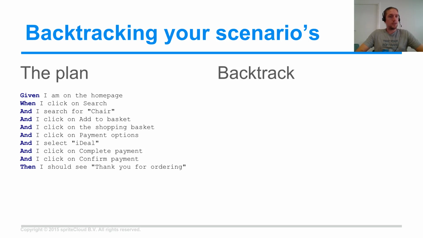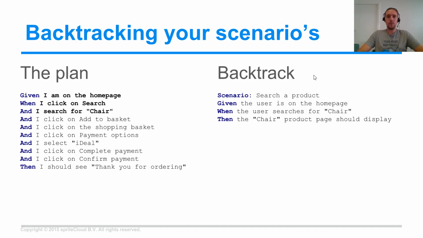So let's start off with changing this left side, the plan, into more reusable Gherkin. The first scenario we want to write is searching a product. So the user is on the home page. When the user searches for chair, the chair product page should display. Here you see that there's a confirmation on what makes the search successful.